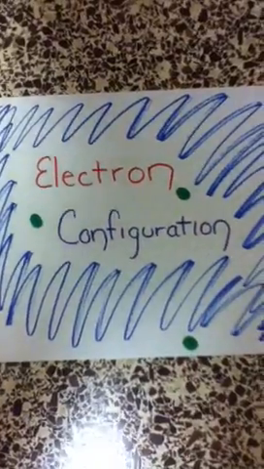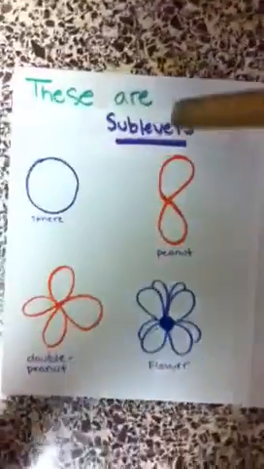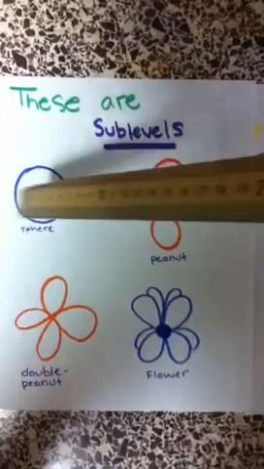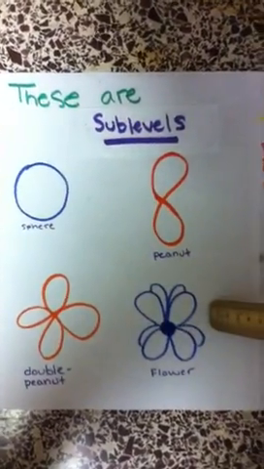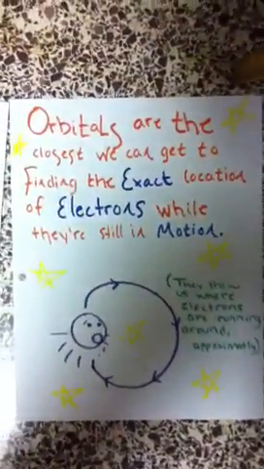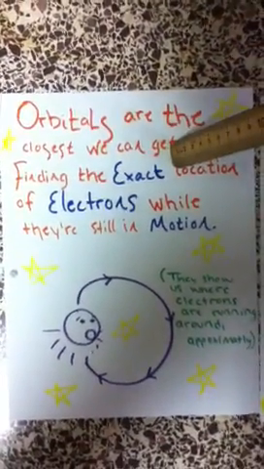Electron Configuration. Alright, so these are sublevels. There are 4 of them. First one's a sphere, the second one's a peanut, the third one's a double peanut, and the fourth one's a flower.